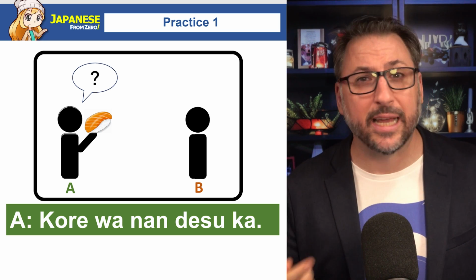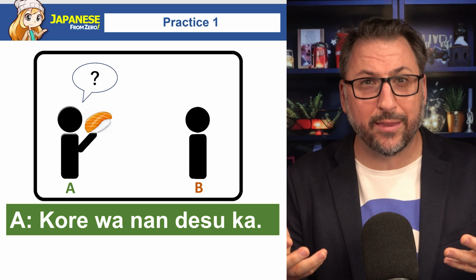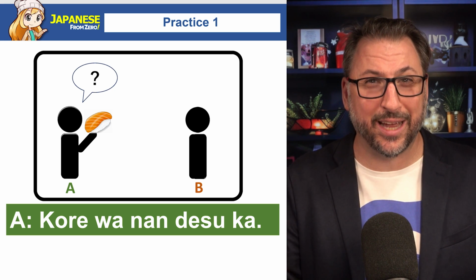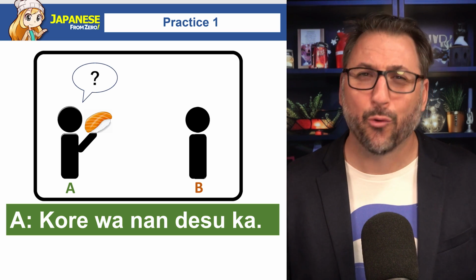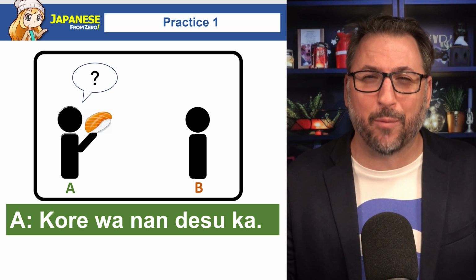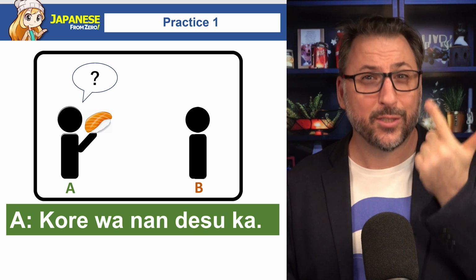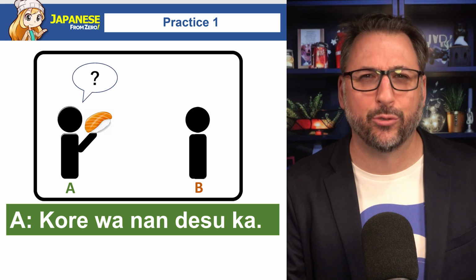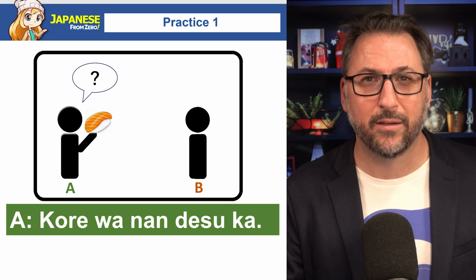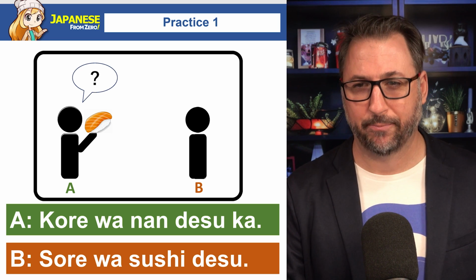Now, B responds, that is sushi. And he must say that because it's not close to him. Unless he's touching it with the speaker, he will not say kore and he will not say this. Just like English. Really, this video isn't even complicated. I'm making it more complicated than it needs to be. Kore, this, sore, that, are, that over there. So how does he say that is sushi? Sore wa sushi desu. That is sushi.